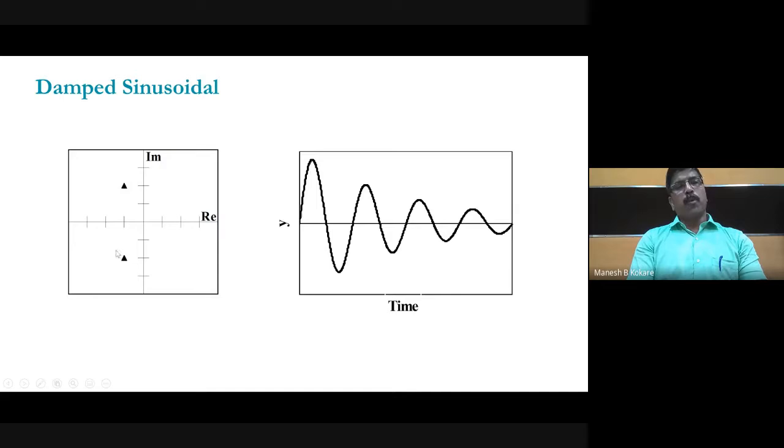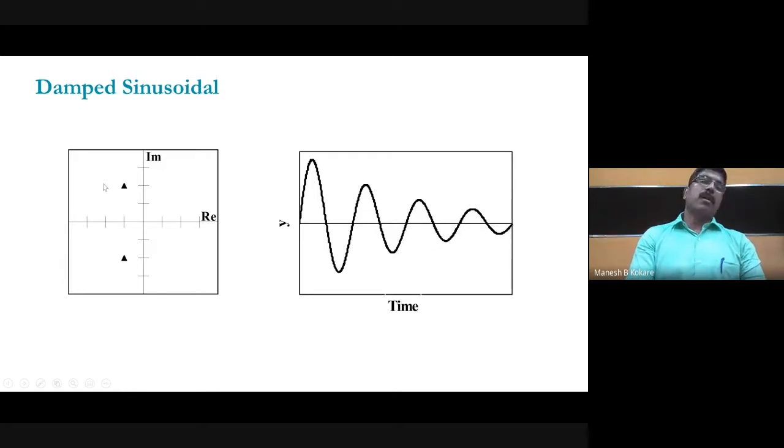Now, if you plot the response of this one, there will be a sinusoidal term associated with it, and the response of that pole with respect to time will be like this. Sinusoidally, it is decreasing. When there is no input, it will try to reach the zero value.